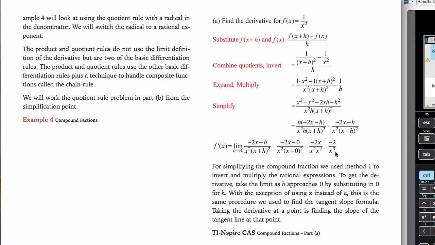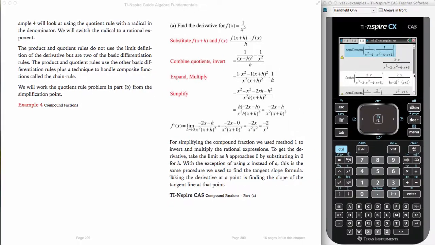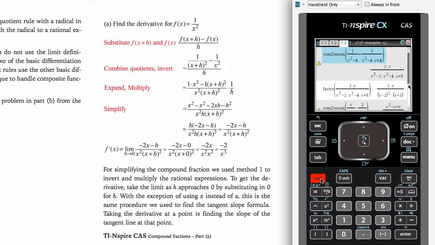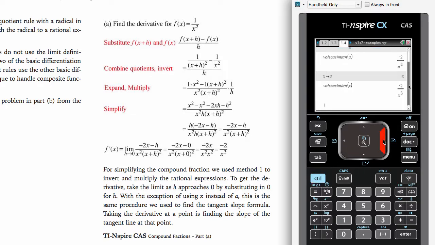When you're in a calculus class, you will learn simpler ways by rules rather than have to do this out by the definition. Also, your calculator can use the derivative function to come up directly with this answer. Let's take a look at this on our calculator. So we'll press Control and flip to the next page. And here we see our answer for the tangent being minus 2 over x cubed.